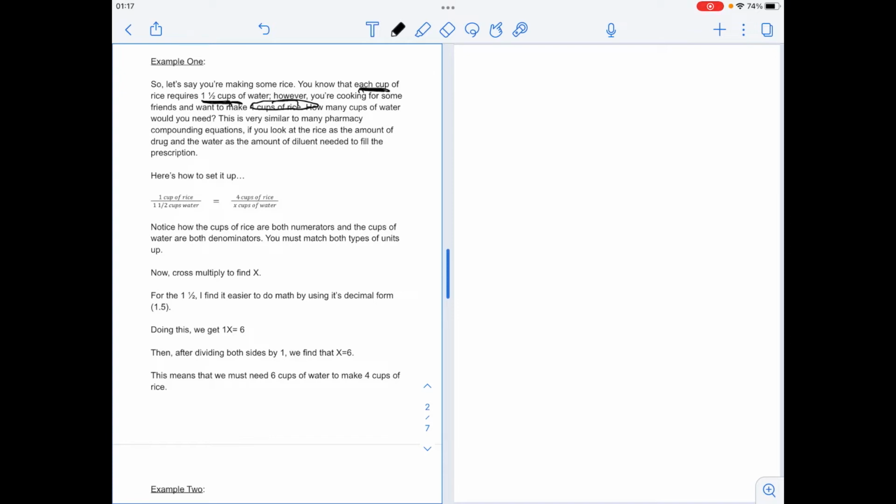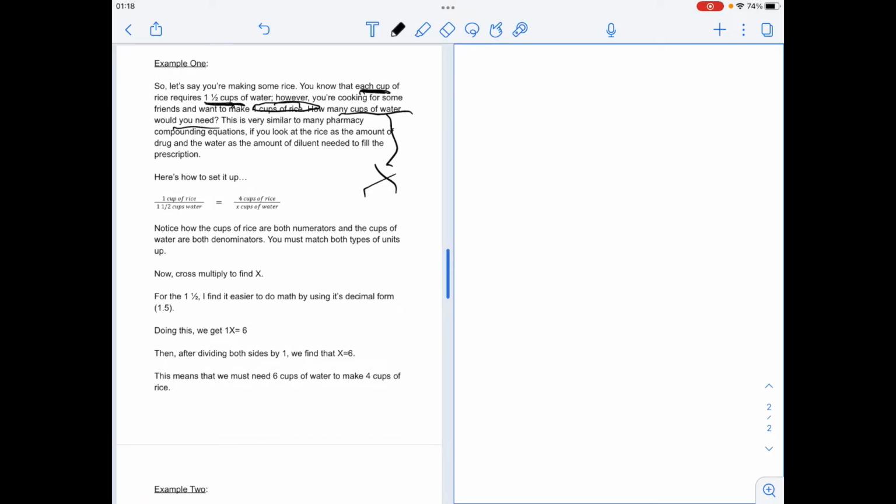So this is also what you're trying to figure out. And that's your x, because it's asking how many cups of water would you need. So they don't know that yet. It's not given. So this is your x right here. So let me just set that up real quick for you guys.